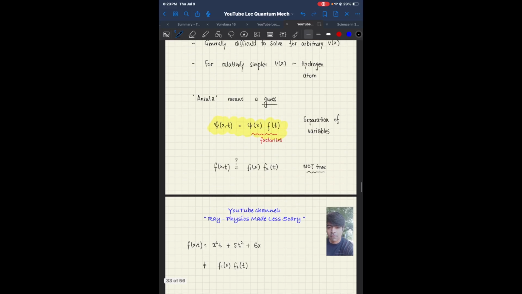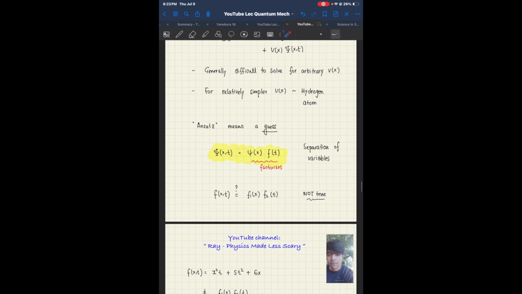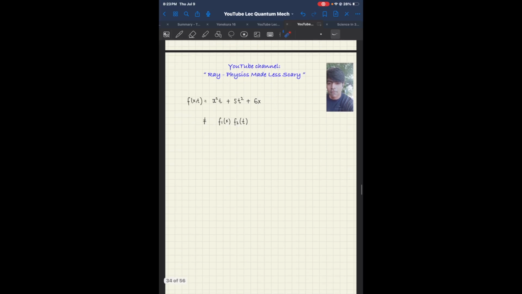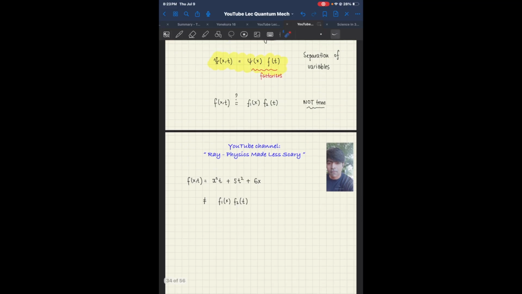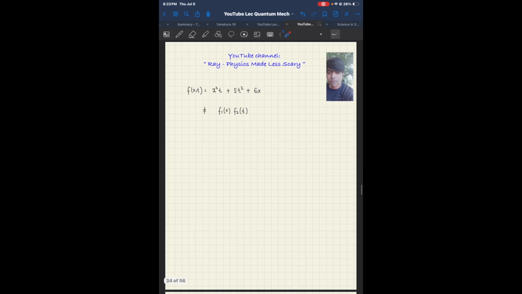However, that's why it's called an ansatz. That's why it's called a guess. Let's guess that the wave function that we are trying to solve is indeed of this form. Okay, if that be the case, then what happens? This method has a name, so it must be quite a famous and quite a useful method. So let's check out why this method is useful.